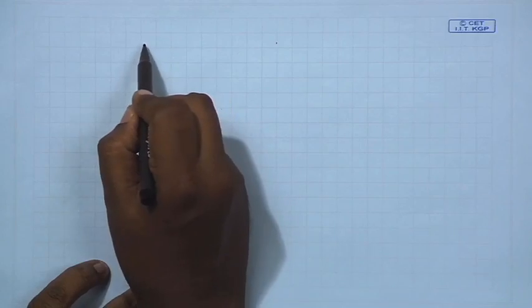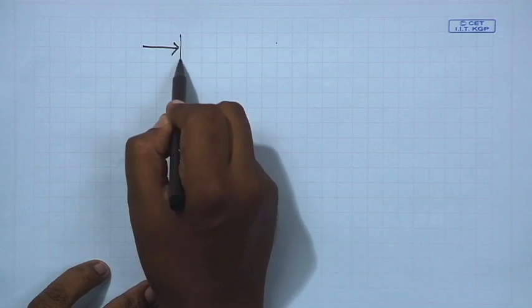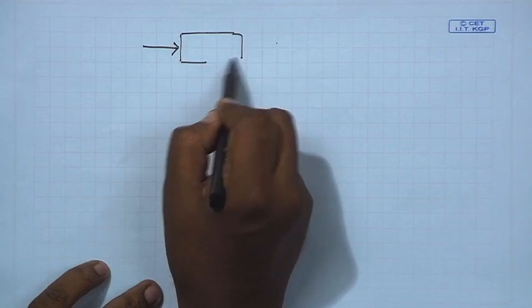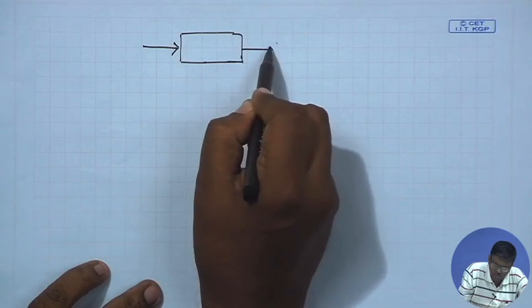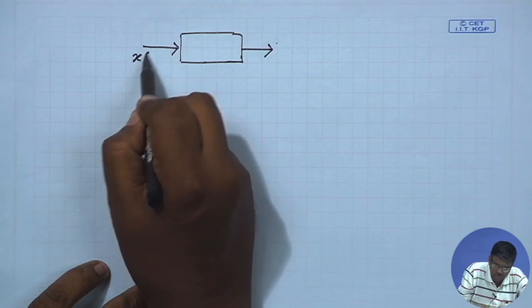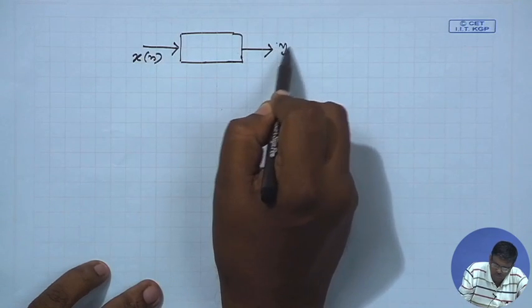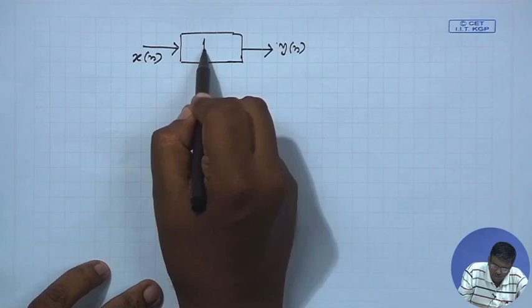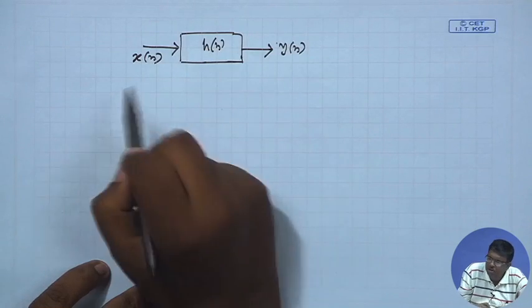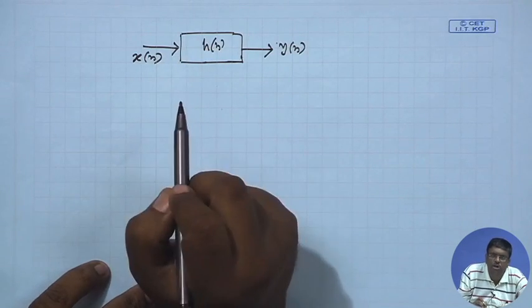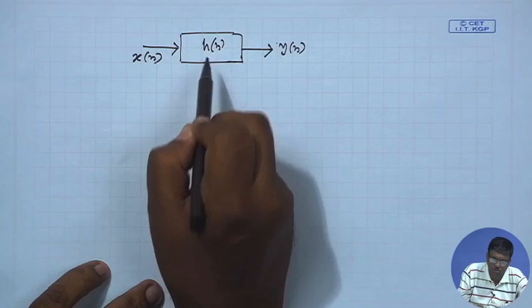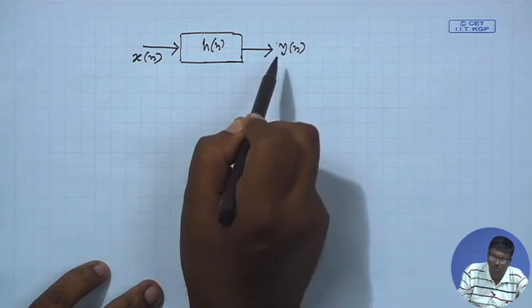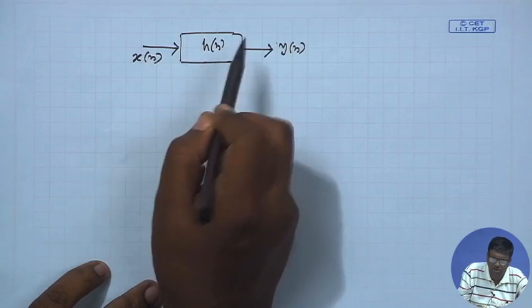So, we have been considering convolution. Now, consider a system. This is a linear shift invariant system and therefore is characterized by its unit sample response. So, for any input x n, the output will be a convolution between x and h, or equivalently h and x.